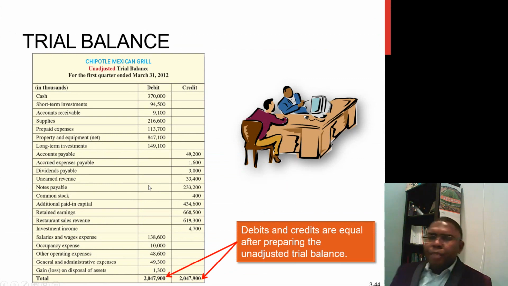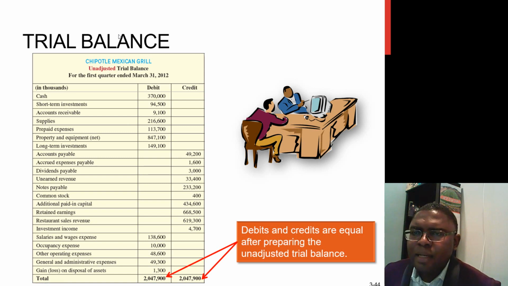So from all those balances, we are going to build a trial balance. A trial balance, which is the first stage towards building our income statement. So on the trial balance, all the accounts are stated, and then if they had a debit balance, they go on the debit side. If they had a credit balance, they go on the credit side.